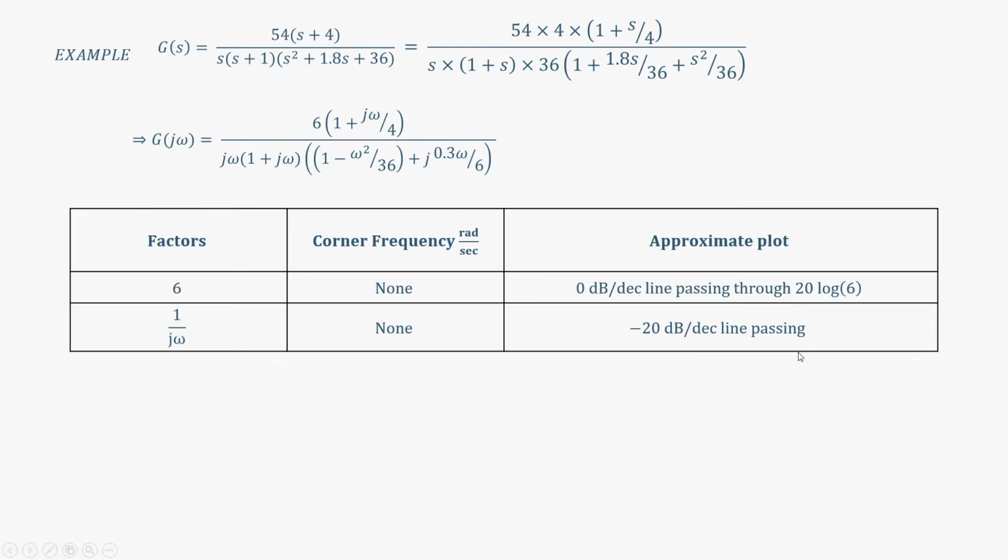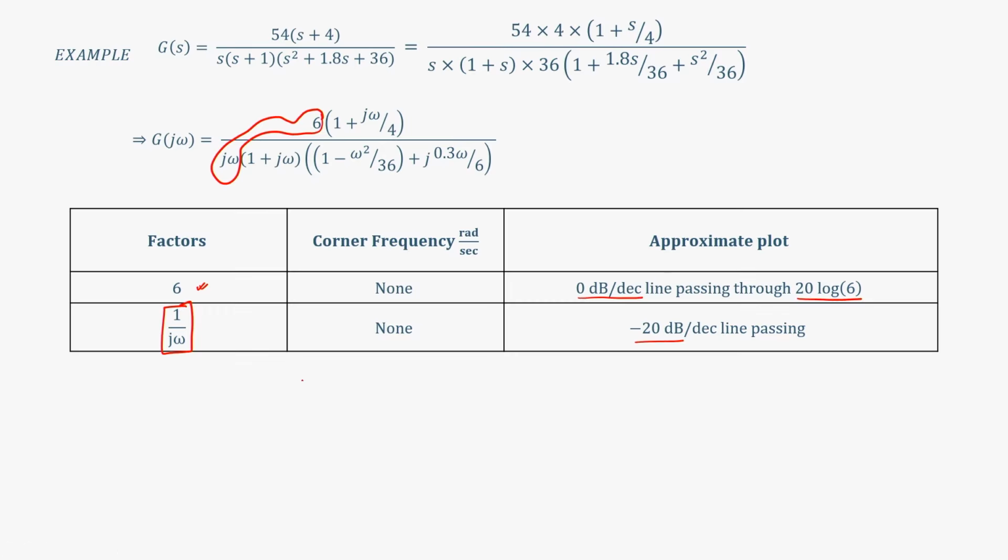So, what are the factors here? So, the first two factors that we are concentrating on are these two factors 6 and j omega. If you remember, corresponding to a constant, there is no corner frequency, because for a constant factor it is just a 0 dB per decade line passing through 20 log of 6. In this case K equal to 6. So, we have 20 log of 6. So, it is a 20 log of 6 straight line which does not have any slope, it will be parallel to the x axis. Now, 1 by j omega is a minus 20 dB per decade line.